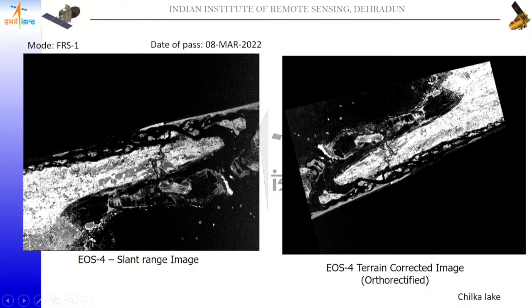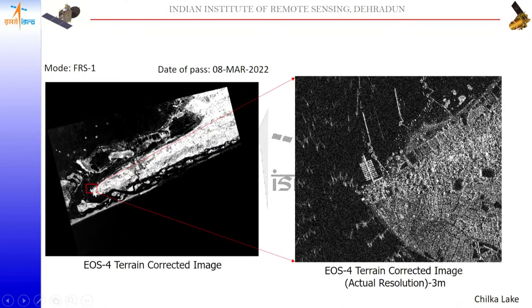Chilka Lake is there, and this is in the original resolution, 3 meter. You can see the land areas and the water, and some fishing nets are there. So some brighter portions are appearing in the SAR image.